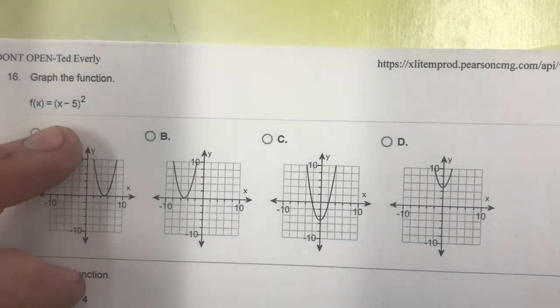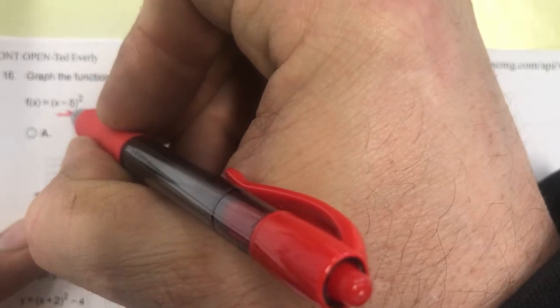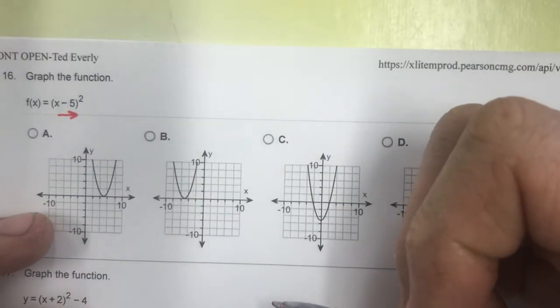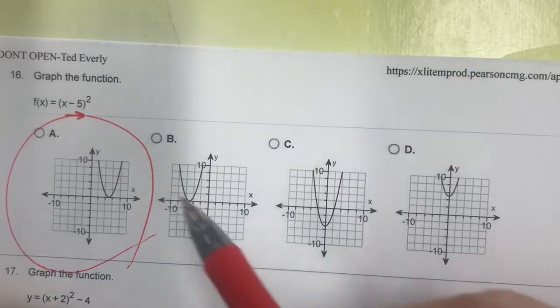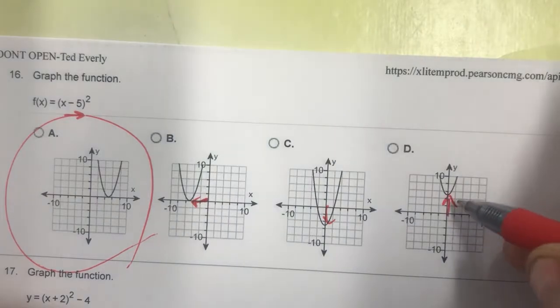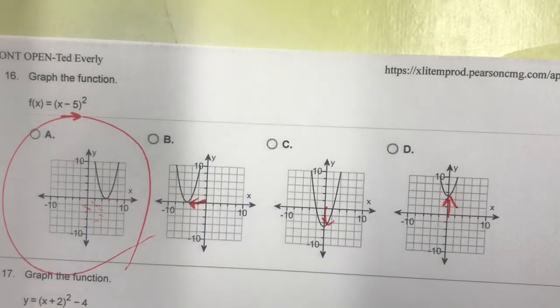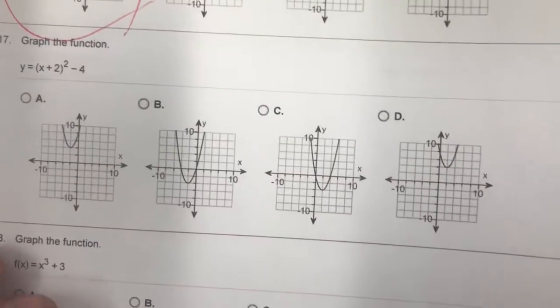All right, what about this one? X minus 5 squared. All right, this minus 5 is going to bring it this way 5. Okay, let's just take this one. See, this one went that way 5. This went down 5. This went up 5. That's it right there.